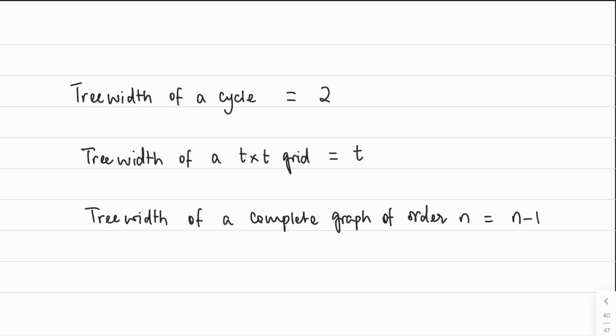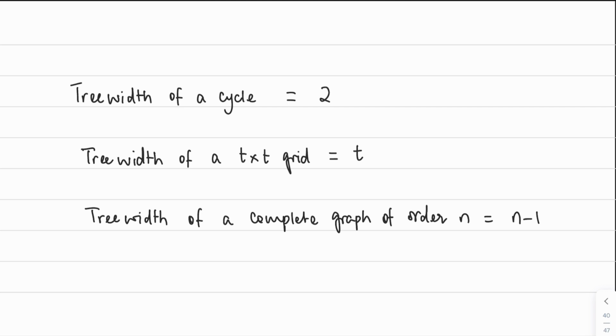So the tree width of a cycle turns out to be 2, and here the upper bound follows from the relationship we have between tree width and path width. So we already know that the path width of a cycle is 2, and the same argument tells us that the tree width is 2 as well.